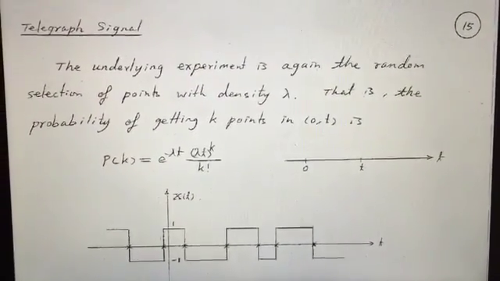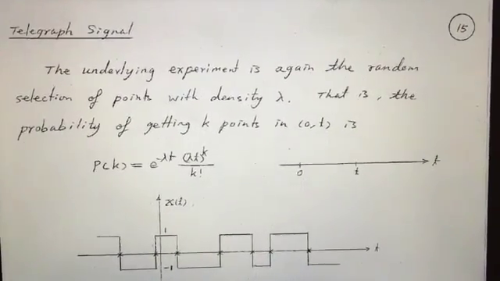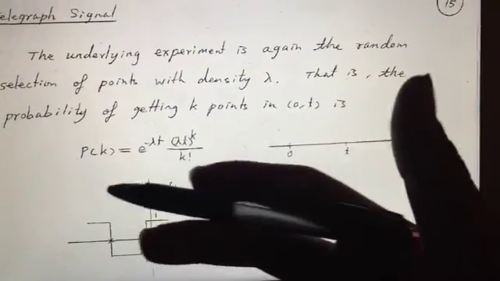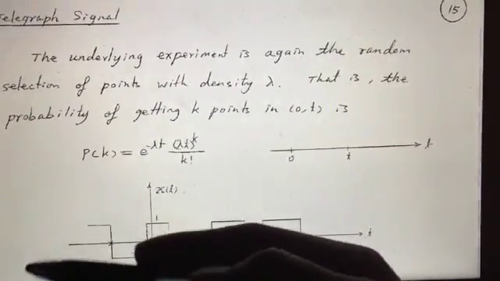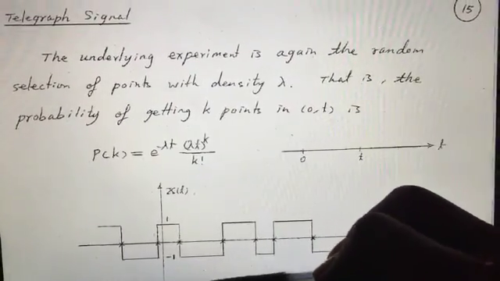So basically a telegraph signal has two parts. It's a random telegraph signal and a semi-random telegraph signal. First of all, I'll be explaining what a telegraph signal is, and then we'll see what those two types, the semi-random and the random ones, are.